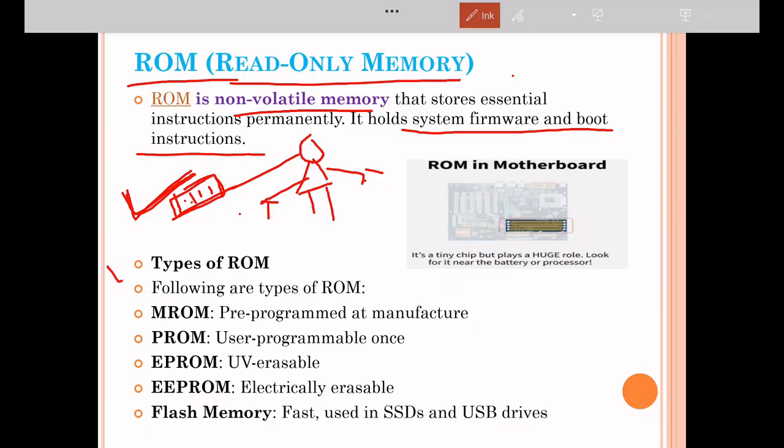There are different types of ROM, and one is MROM. What is the meaning of MROM? This is pre-programmed. Second is PROM. PROM means user programmable, the user can write the program. Third is EPROM. EPROM means ultraviolet erasable, we can erase it using ultraviolet light. And EEPROM, we can also erase, but electrically erasable. And flash memory, this is very fast, like a USB drive.